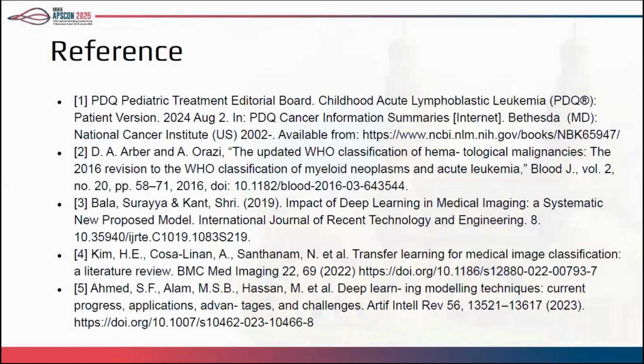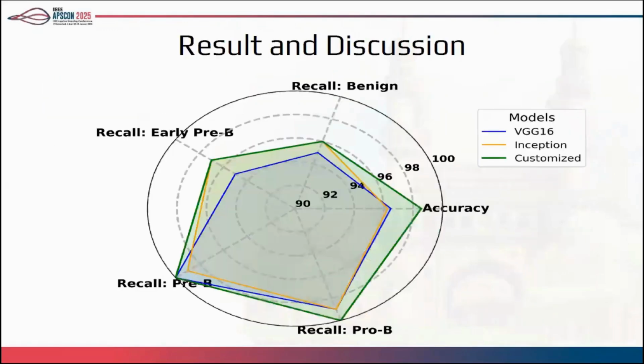When we analyzed the result, our customized model performed better than the other pre-trained models. The blue line is for VGG. We get accuracy of around 95.3. And for Inception, we get accuracy of around 95.6.